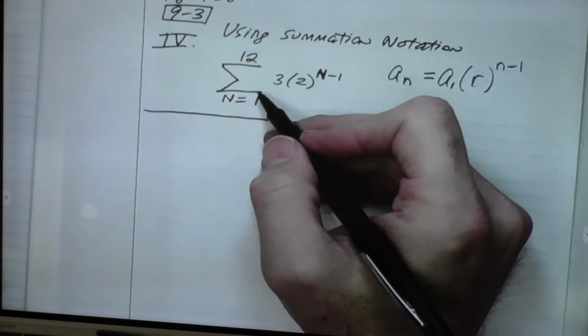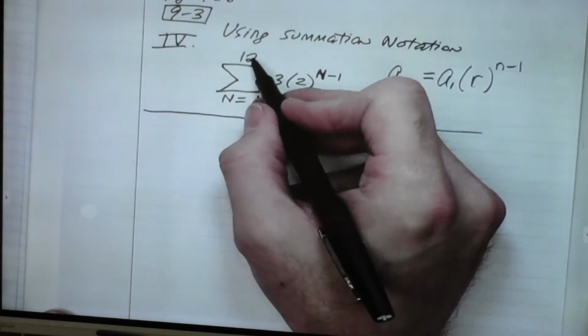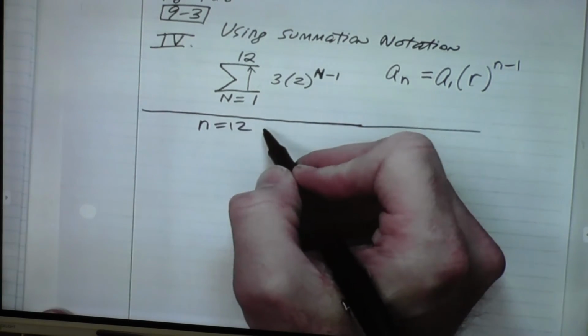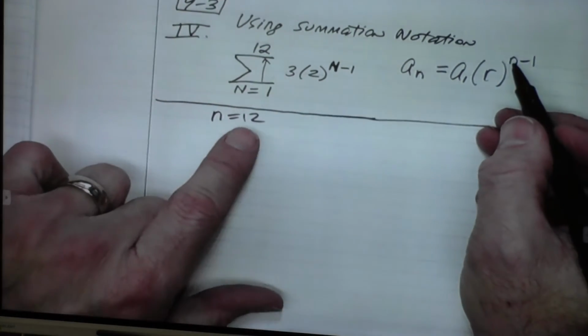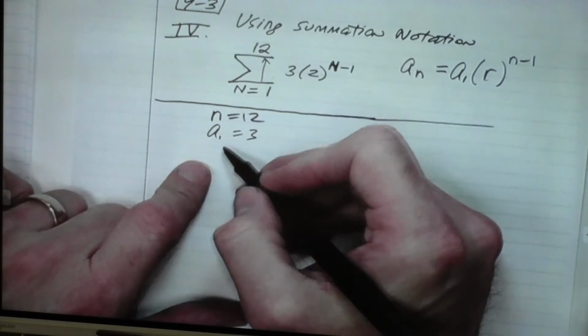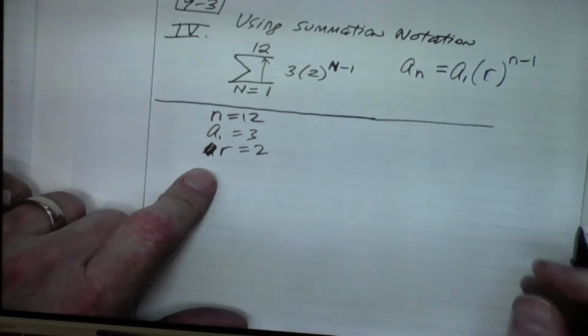We're going to do this first with the 1 here. Okay? So if n is equal to 1, we're going up to 12, that means my n is 12. The n for this is 12. This n is just telling you starting with the first one. A1 is 3. And R is 2.